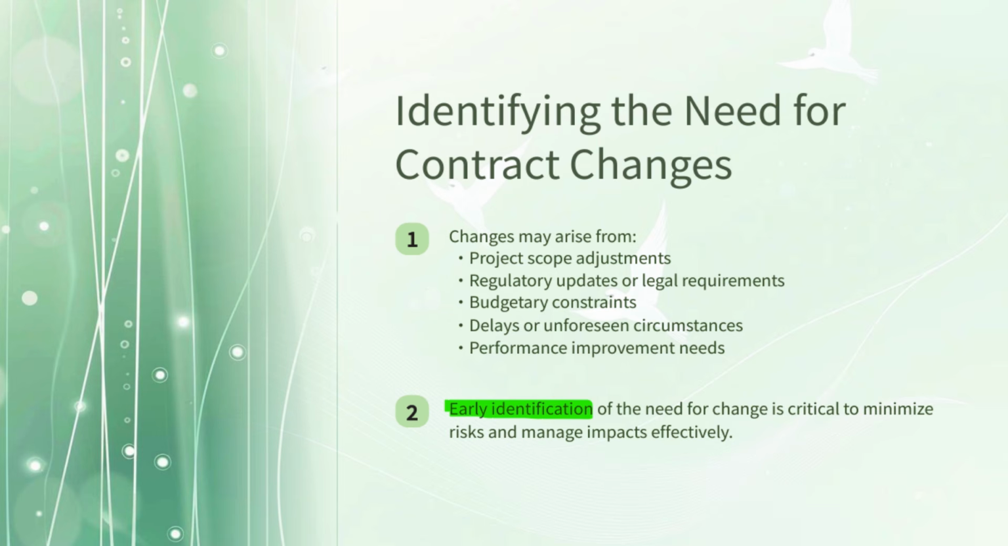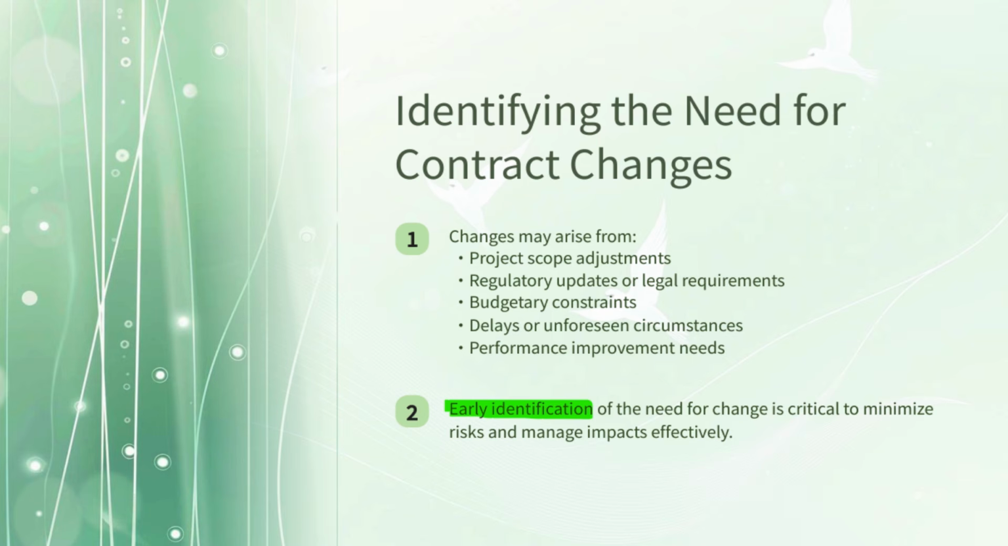So why is early identification important? Identifying the need for contract changes early is critical for successful project management. Early detection allows the team to manage the impact of changes before they turn into bigger problems. It helps to reduce risk, control cost, and maintain a positive working relationship between all parties involved.